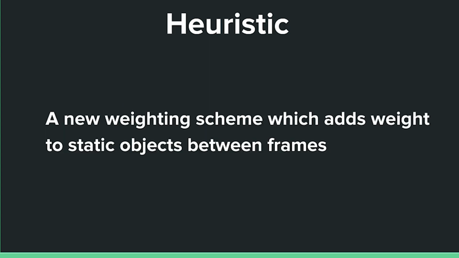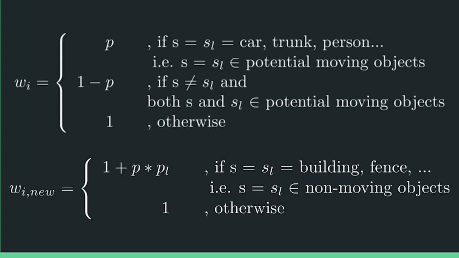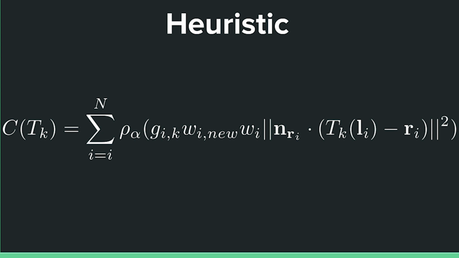The second idea we developed is a heuristic based on the semantic information. Points which are static, such as buildings or fences, should be much less likely to change between frames. We use this assumption when we develop a new weighting scheme. This new scheme allows us to be more certain about the location of static objects, and can be combined with the first idea from Kerentropy for even better performance. You can compare the original weight, W sub I, with W sub I new, our new weight, to see what we've changed. Next, you can look at the cost function and see that we've integrated in W sub I new as well as G sub I k to combine both ideas, Kerentropy and our heuristic.